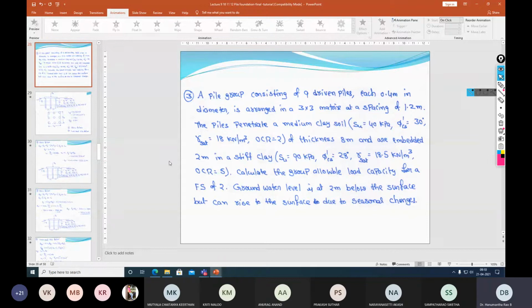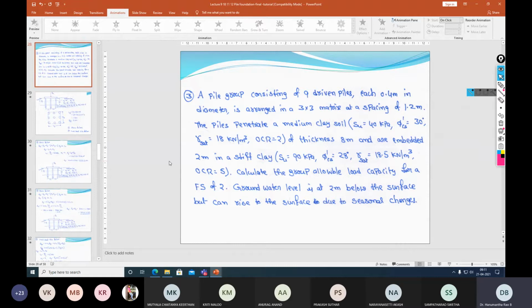So a pile group consisting of 9 driven piles, each 0.4 meter in diameter, is arranged in a 3 by 3 matrix. It is spacing of 1.2 meter. The piles penetrate a medium clay soil whose properties are given as Su is 40 kilopascals, phi dash is 30 degree, gamma sat is 18 kilonewton per cubic meter, and over consolidation ratio is 2.